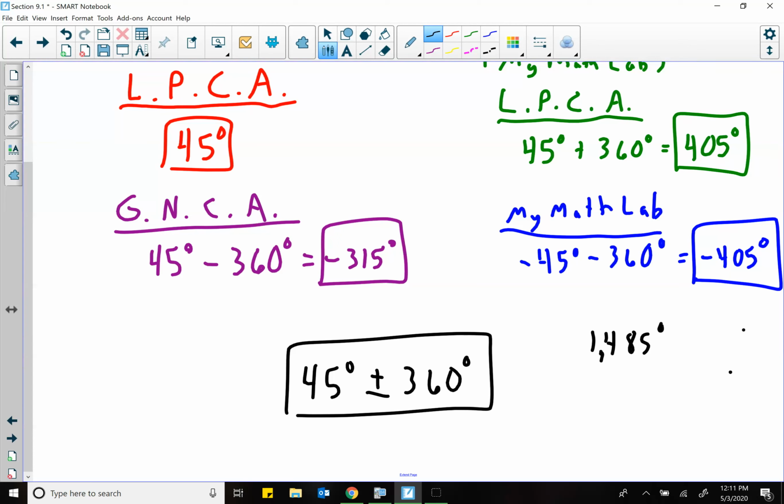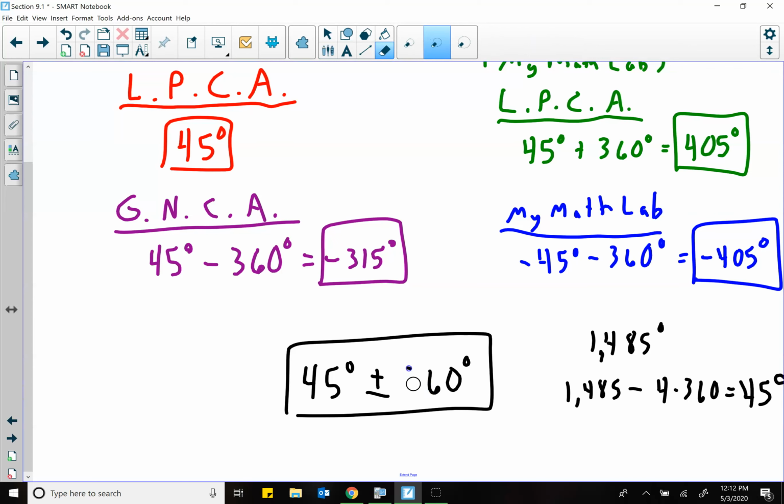Okay? And so if you take 1,485 and subtract 360 4 times, you'll end up at the least positive coterminal angle. So sometimes they're going to give you really, really large angles, and to find that coterminal angle that we're looking for, sometimes you have to keep adding or subtracting 360 until you get between the designated range. Okay?